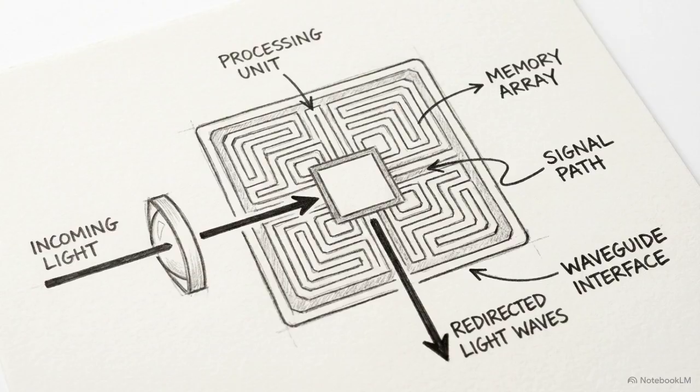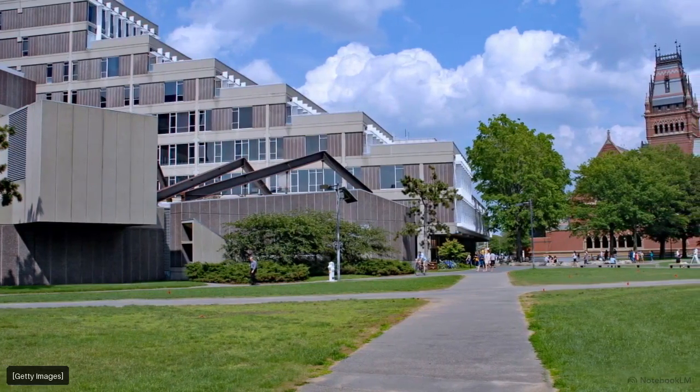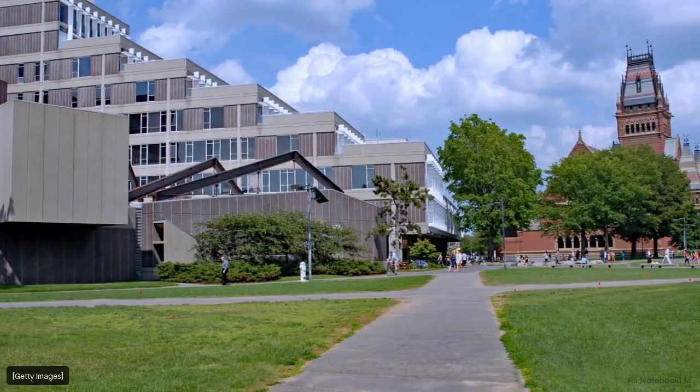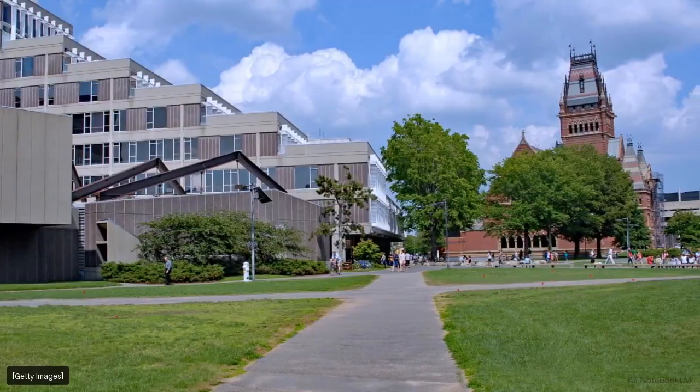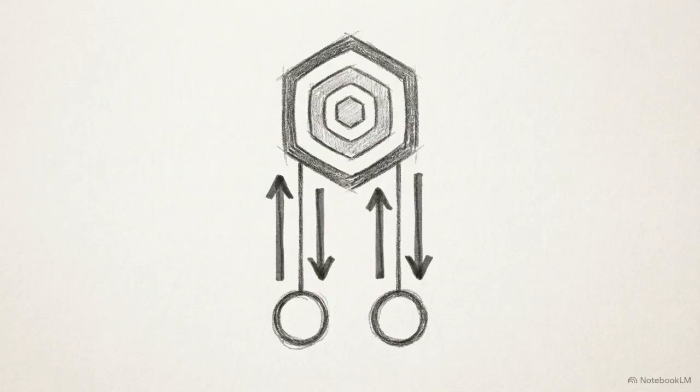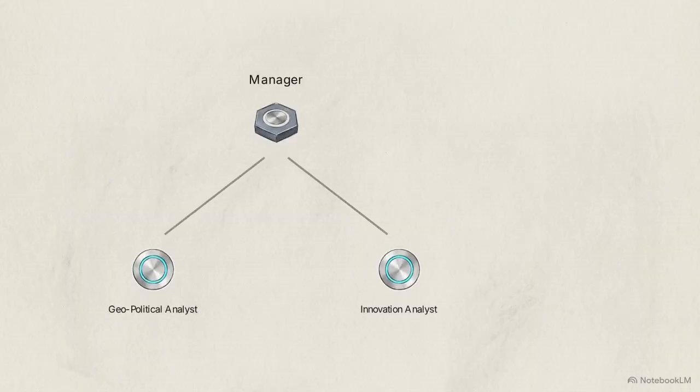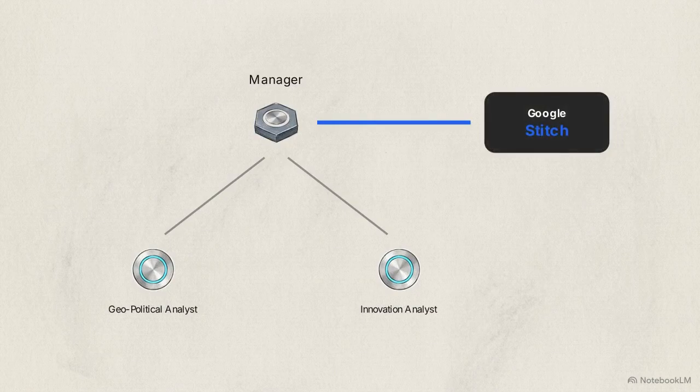Next, we feed in a hardware breakthrough. Harvard's new chip manipulates light polarization, the specific direction light waves vibrate, with near-perfect precision, paving the way for faster data networks. For step 4, we execute the final workflow integration. We connect both of these worker agents back to our manager agent and set up an API integration to route the consolidated data directly into an AI design tool like Google Stitch.